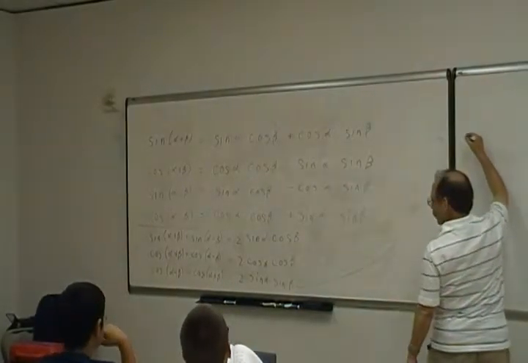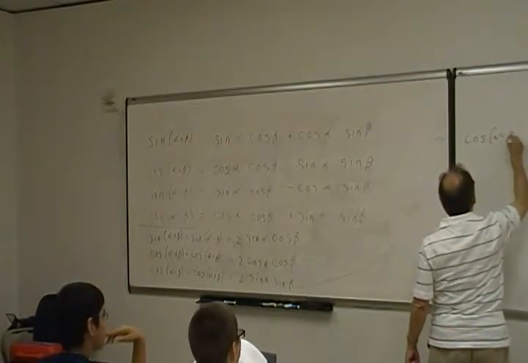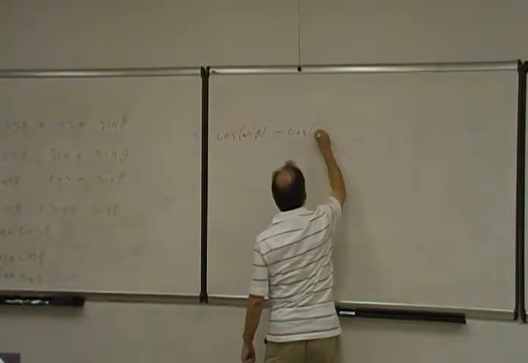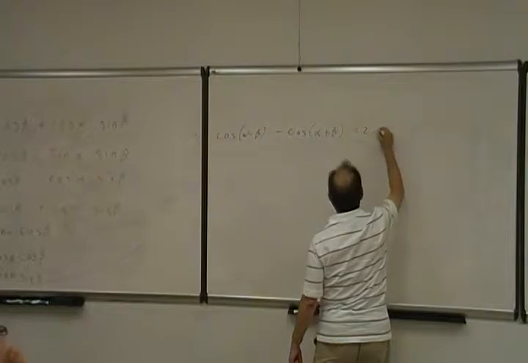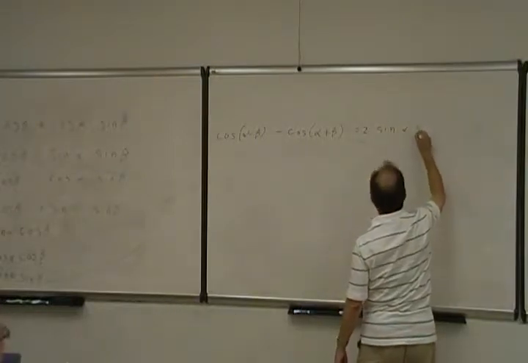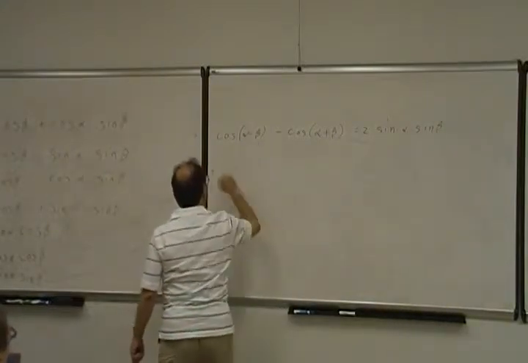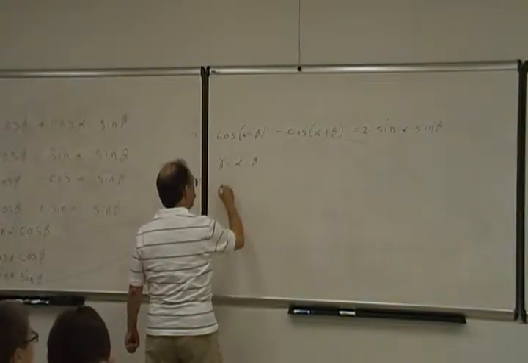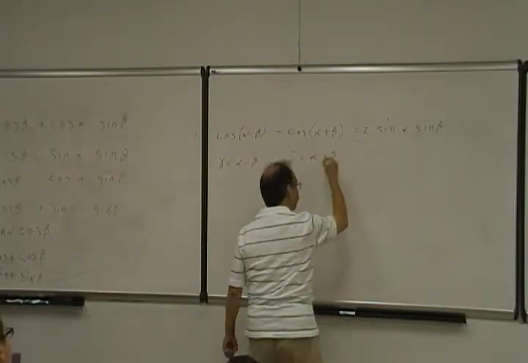Okay, and so we have cosine of alpha minus beta minus cosine of alpha plus beta equals 2 sine alpha sine beta. All right, I'm going to define alpha minus beta to be gamma, and I'm going to define delta to be alpha plus beta.